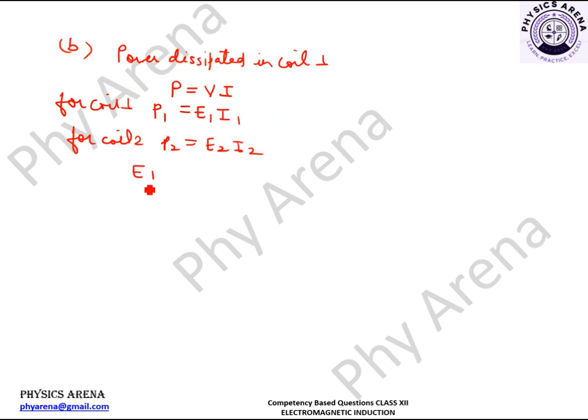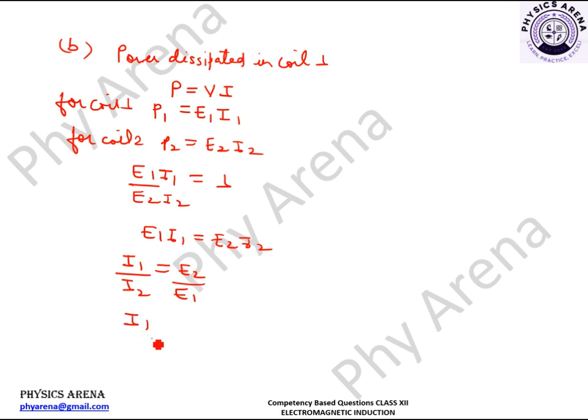And it is given in the question that P1 is equal to P2. So we can write E1 I1 upon E2 I2 is equal to 1, because P1 is equal to P2. So both will be cancelled out and we are left with 1. So we are left with E1 I1 is equal to E2 I2. And from here we can find I1 upon I2 is equal to E2 upon E1. And this ratio we have already calculated, E1 divided by E2 was 3. So E2 upon E1 will be 1 by 3. So the ratio of current will be 1 by 3.